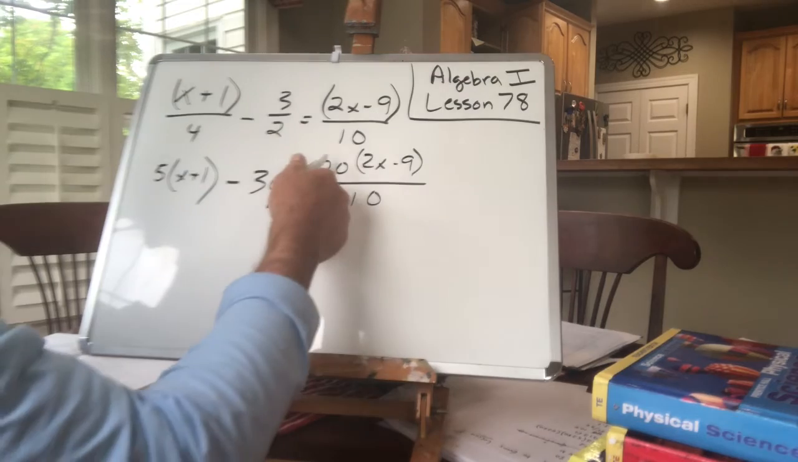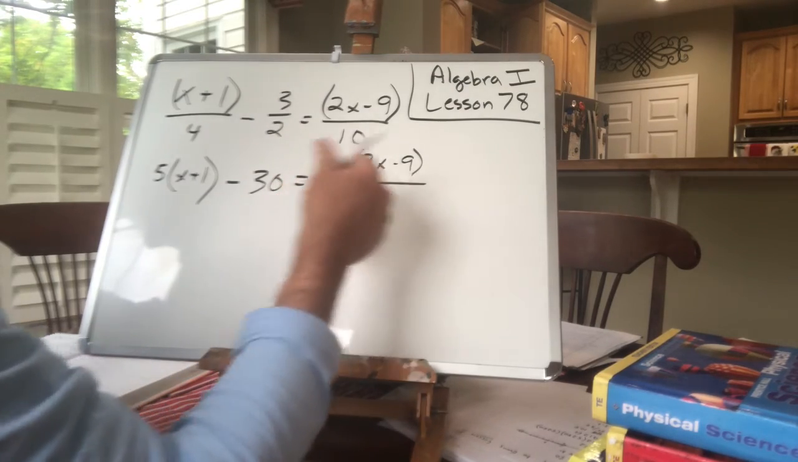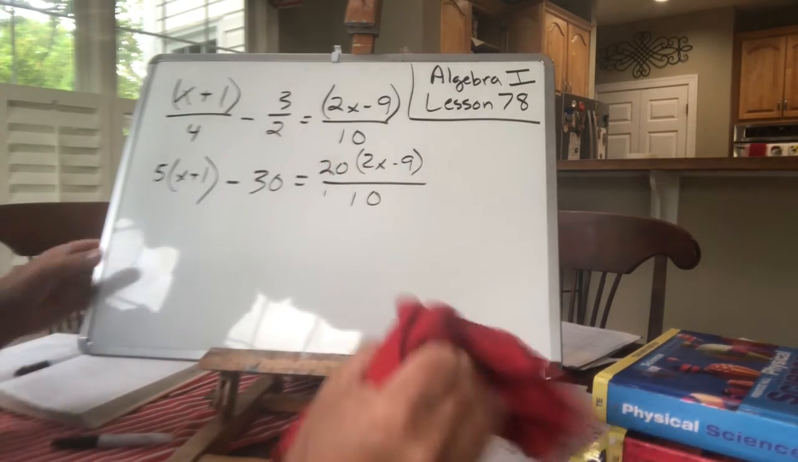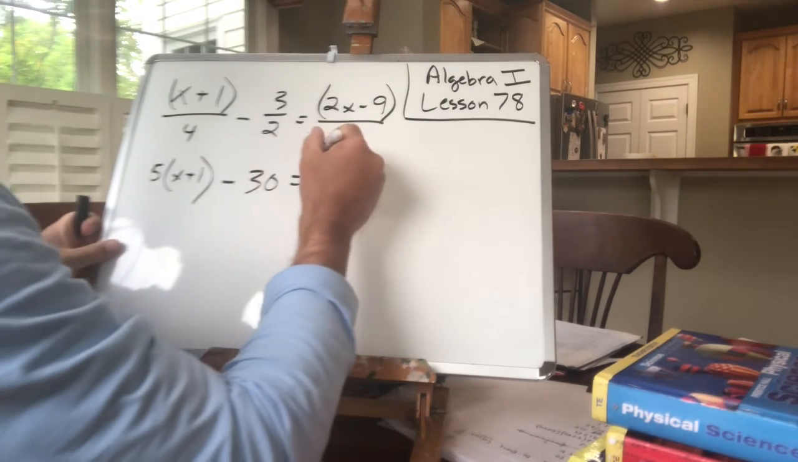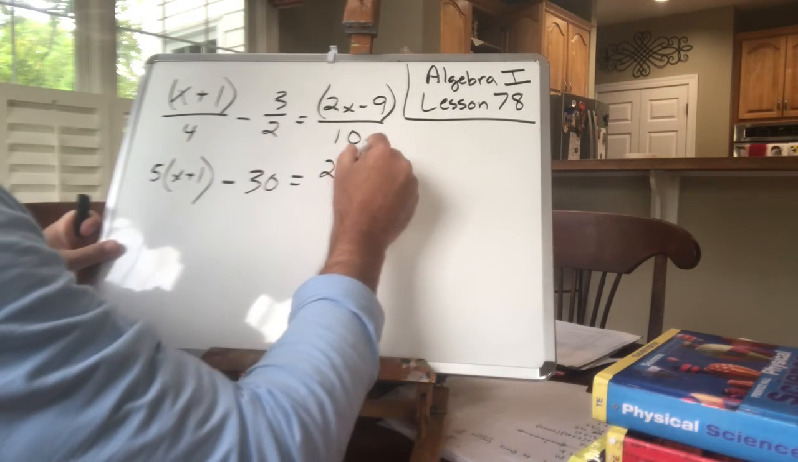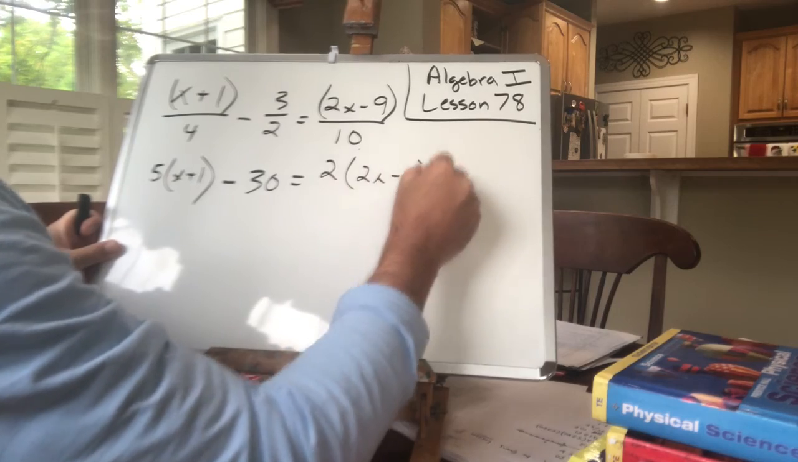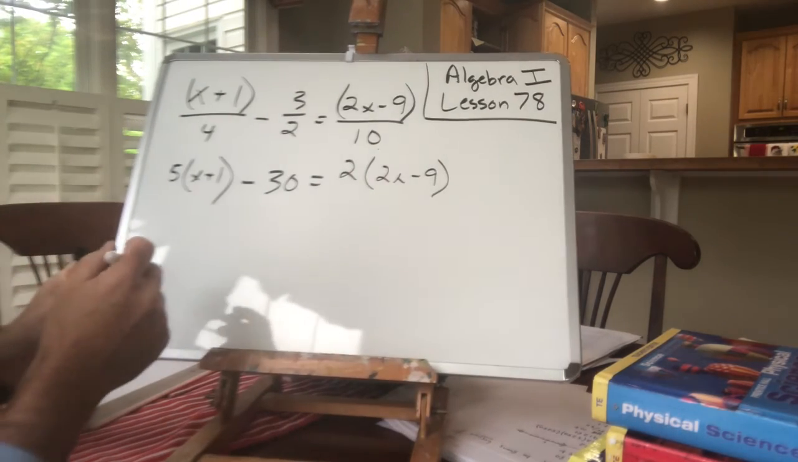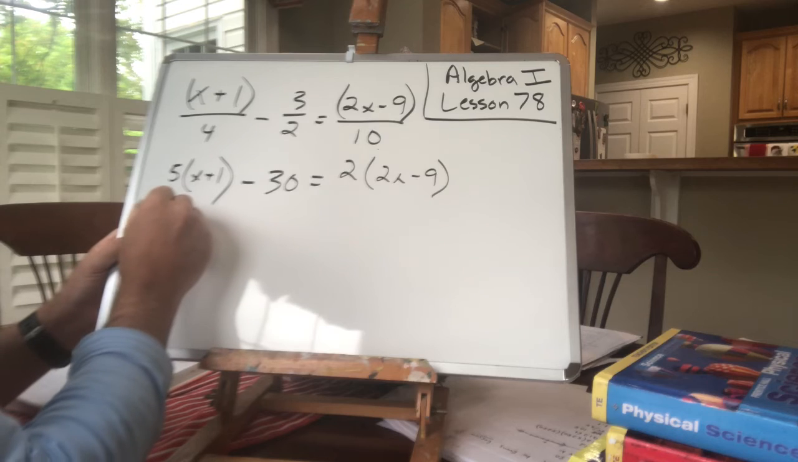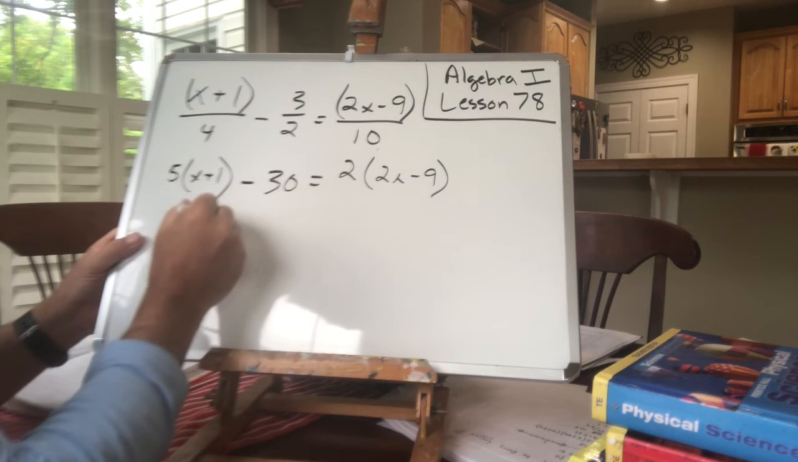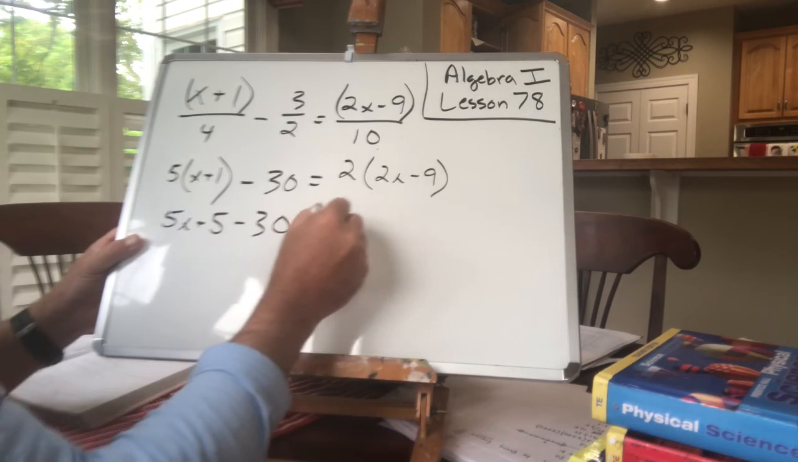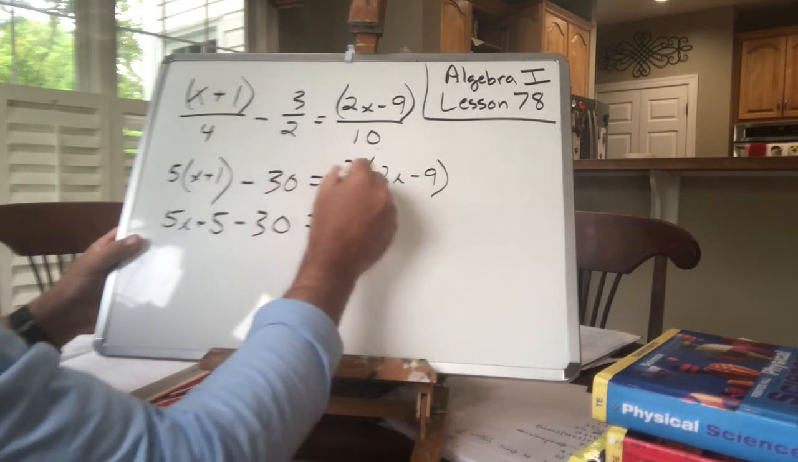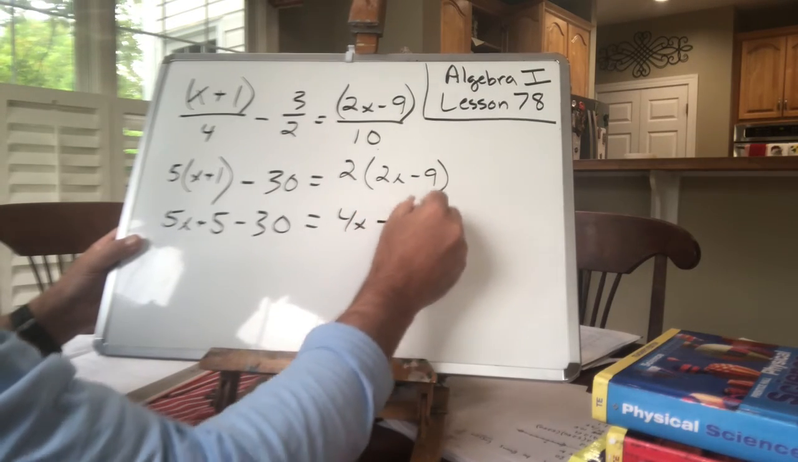So it's like saying 2 times 2x minus 9. Okay, now I need to do my distributive property. What I'll get from this is 5x plus 5 minus 30 equals 4x minus 18, okay?